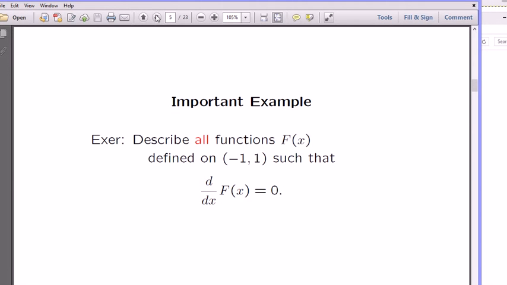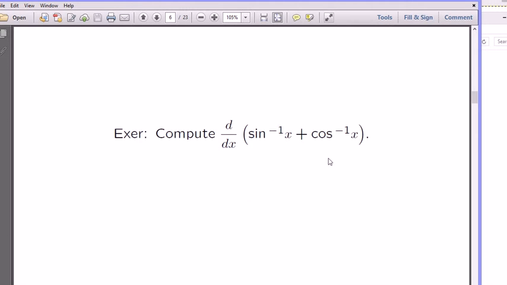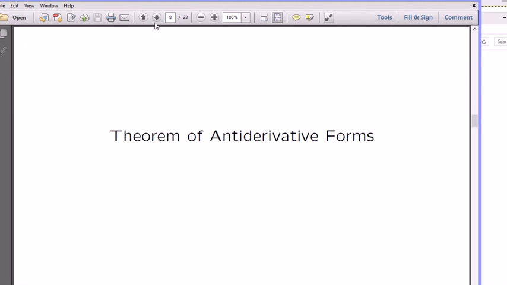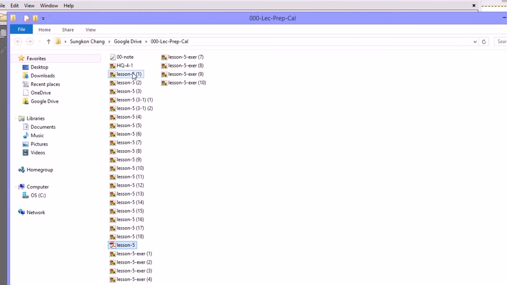And we looked at this example that it seems like all the functions that have derivative 0 must be constant, right? That's our intuitive thinking. And then we had this weird example that doesn't look like a constant, but it was a constant, which makes you think maybe we have to approach this a little more carefully. So here's a theorem of antiderivative form. They formulate it as a theorem. That's not trivial. We have to think about this one carefully. That's what this is about.